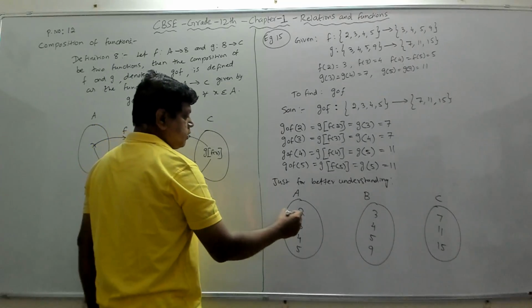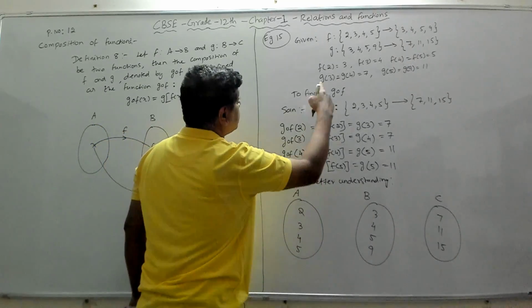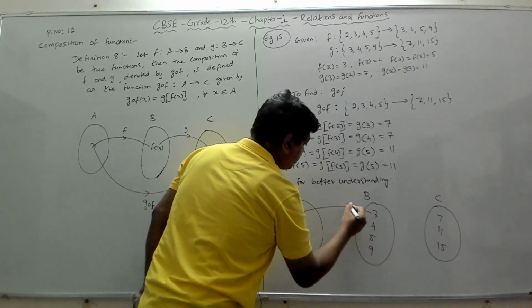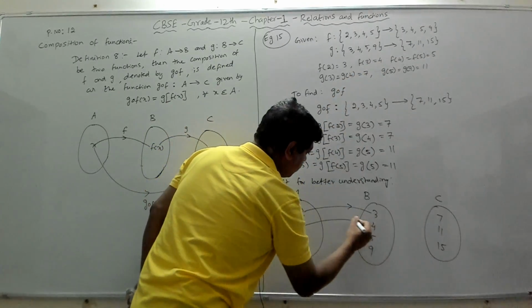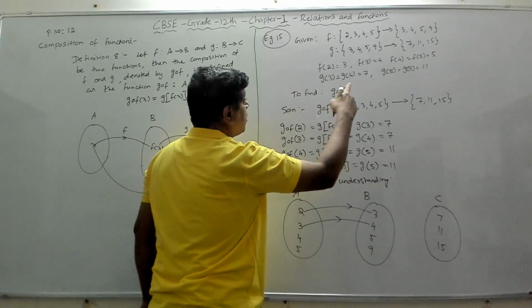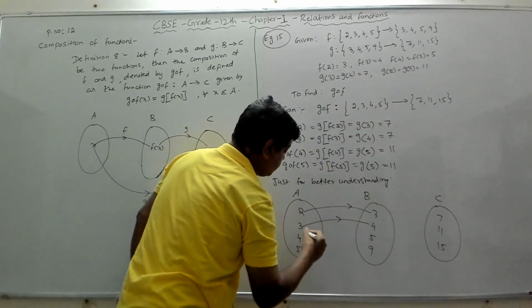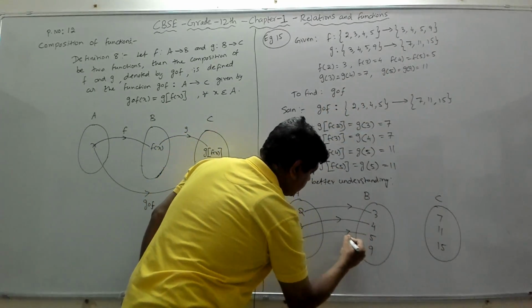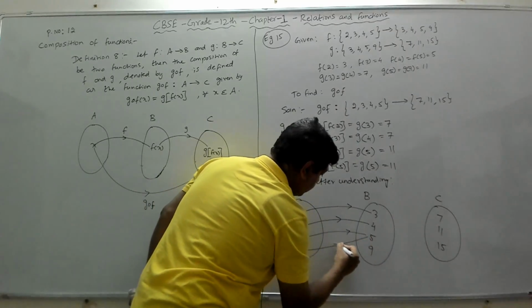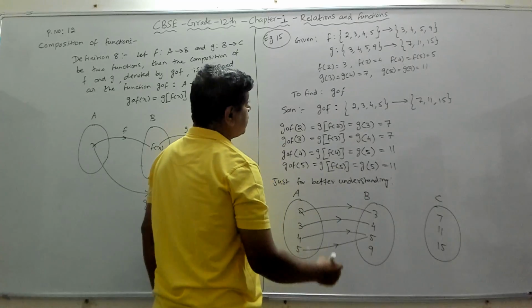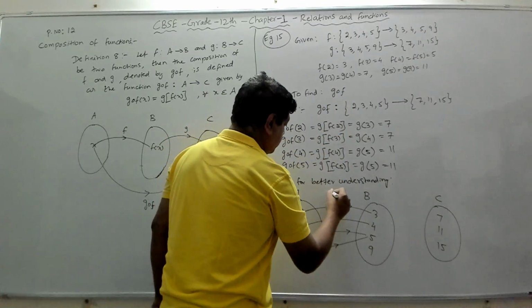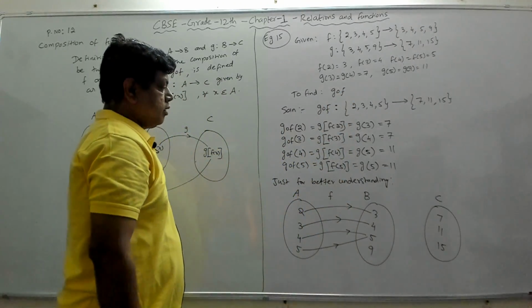Now the function f takes your 2, which is getting mapped to 3. So 2 goes to 3. Then 3 goes to 4. Then 4 and 5 both go to 5. So 4 goes to 5 and 5 also goes to 5. So this is your f function.